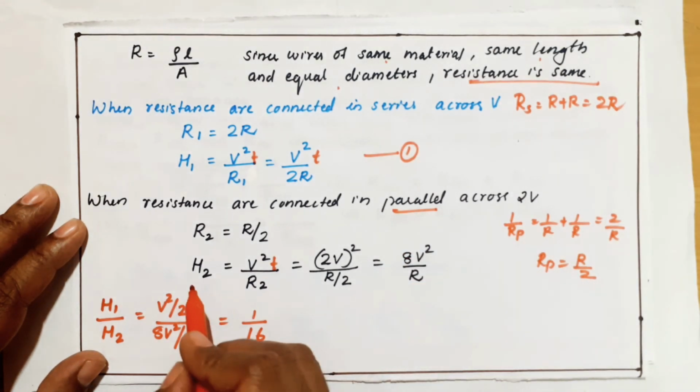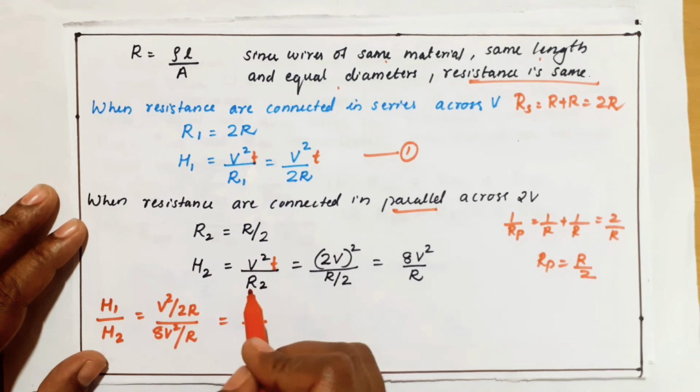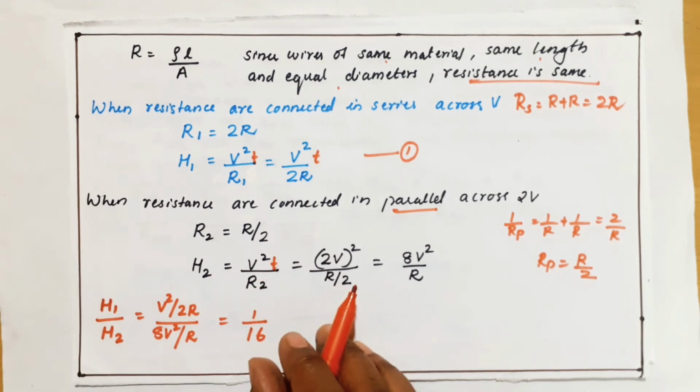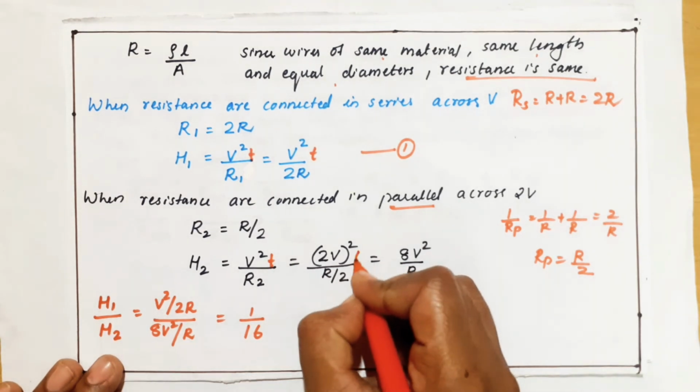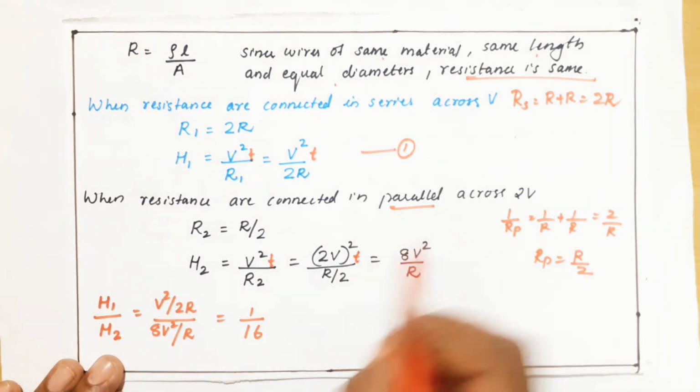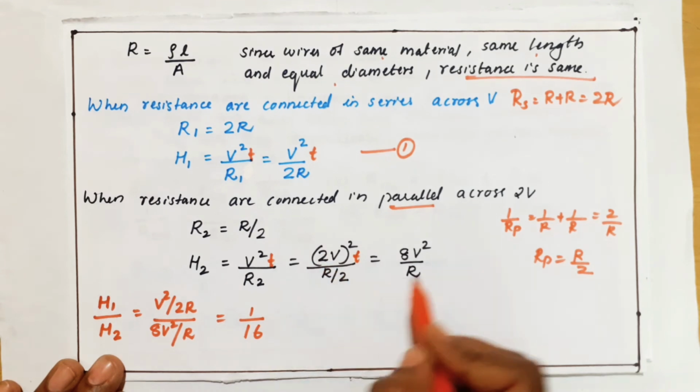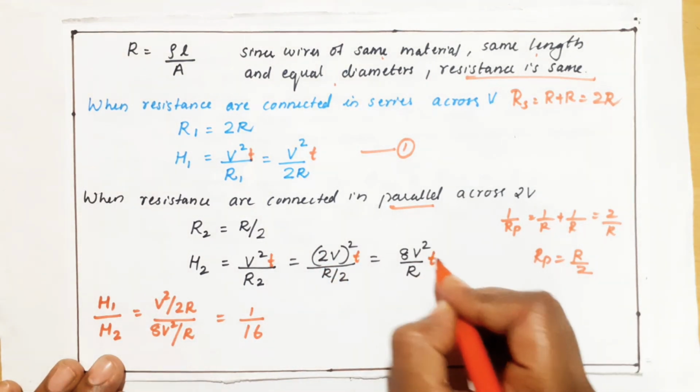So H2 is equal to V square by R2 into T. What is the voltage here? In the question they told, in the second case the voltage is 2V. So I am writing 2V the whole square by R by 2 into T. Here 2V square gives 4, and with this 2 it will be 8V square by R into T.